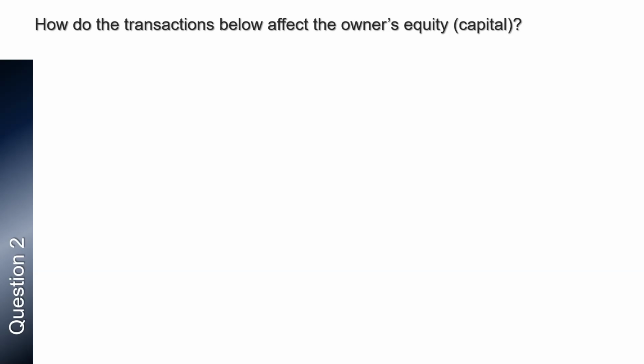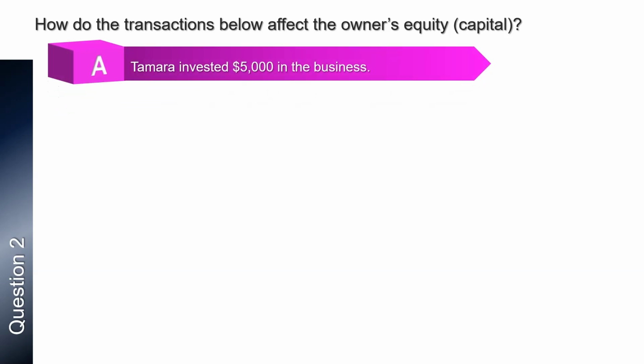How do the transactions below affect the owner's equity or capital? I prefer to examine the effect on both sides of the accounting equation. Transaction A. Tamara invested $5,000 in the business. This investment increases both assets, cash, and equity by $5,000.